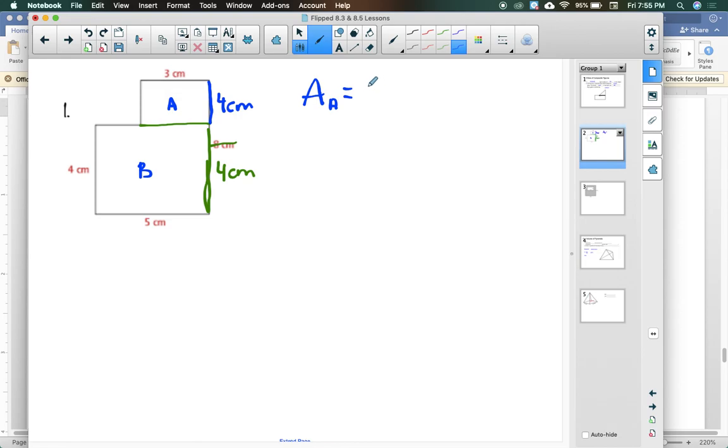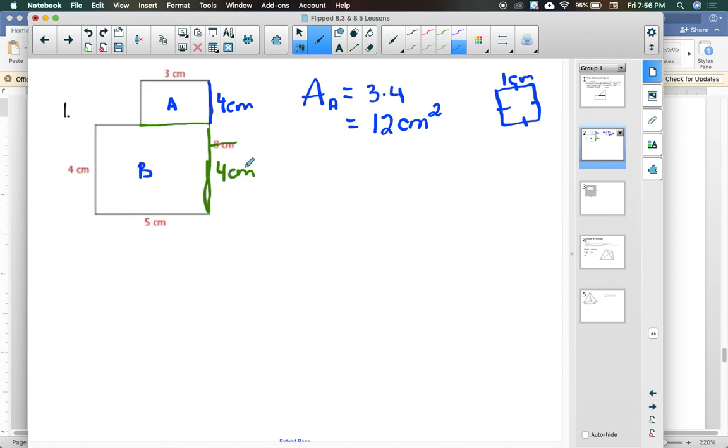Base times height here is 3 times 4, and 3 times 4 is 12. And remember, area is measured in square units. So this is square centimeters. Remember not to read that as centimeters squared. That is not correct. A square centimeter is a square that measures 1 centimeter on all 4 sides. So the area of that rectangle right there would be 12 of those square centimeters.